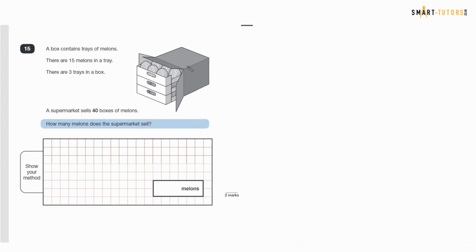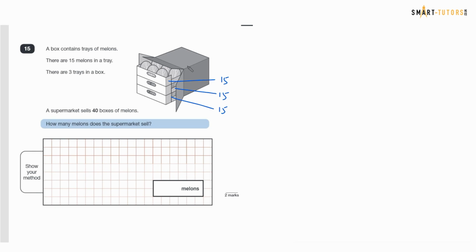Let's move on to question number 15, which is a box containing trays of melons. There are 15 melons in a tray. So this tray has 15. So the second tray has 15, and the third tray has 15. There are 3 trays, and a supermarket sells 40 boxes of melon. How many melons does the supermarket sell?